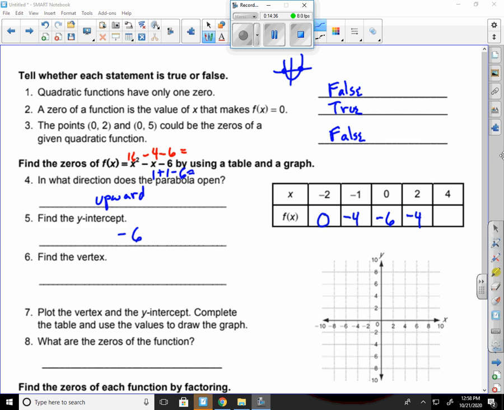Oh my gosh, that was such a struggle. So that's 6. Wow. I guess I can't make fun of you guys.